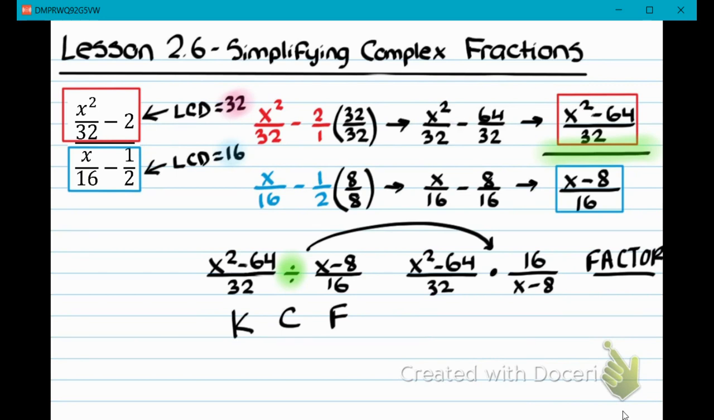So we can factor the numerator of the first fraction by dots. What would my answer be when I factor by dots? Hopefully you got x plus 8, x minus 8. And I can't factor 32. I would leave it. I can't factor 16, just one term, I would leave it. And I can't factor x minus 8, so I would put it in parentheses.